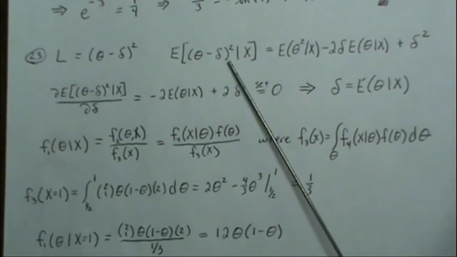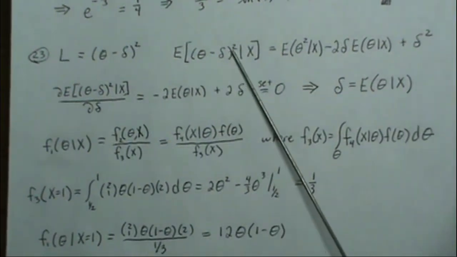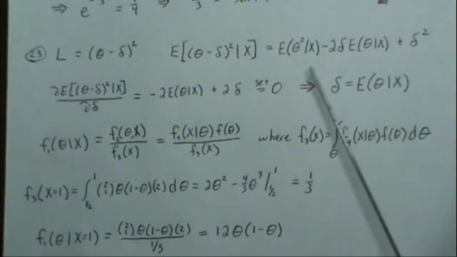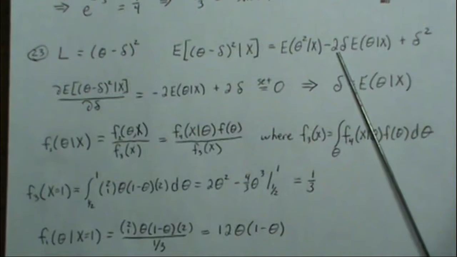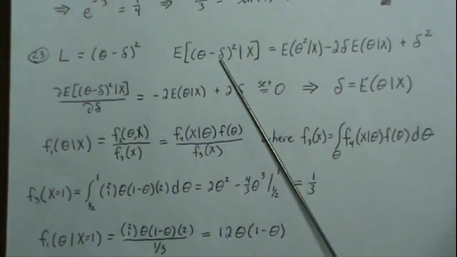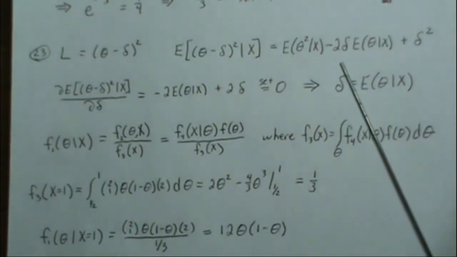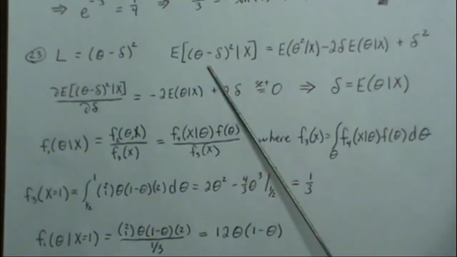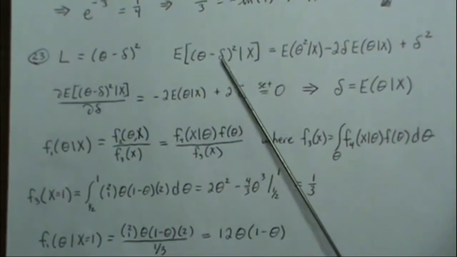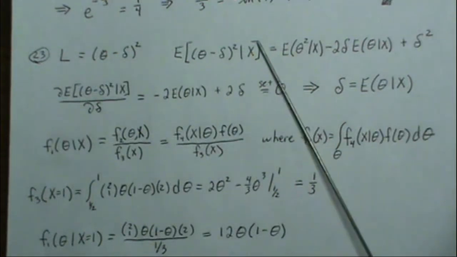Well, we can multiply this out and then bring the expectation through. So we get theta squared, and then we get -2 delta theta, and then these are constants, so they come out, and then we're left with delta squared, which is a constant. So the expected value of a constant is just a constant, so we get this. Now, we want to minimize this function for all delta. That's the goal. We're going to make this bigger, make it smaller until we find the minimum of this.